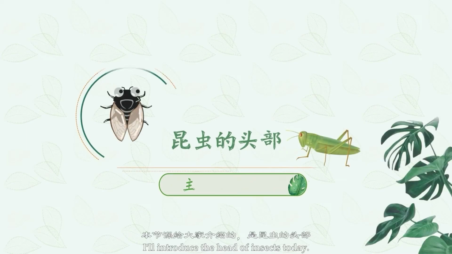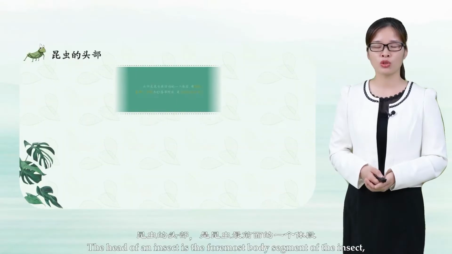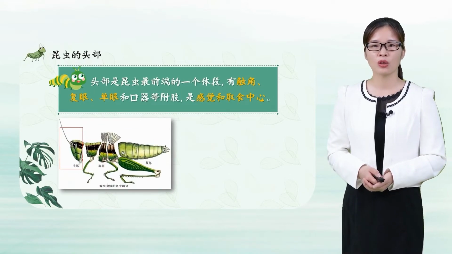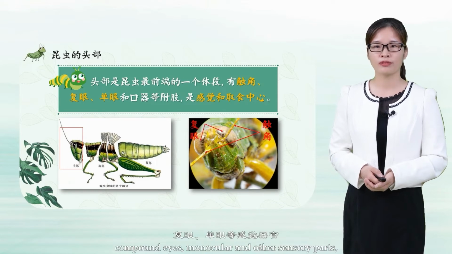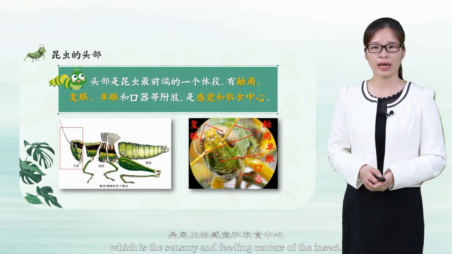Hello everyone, I'll introduce the head of insects today. The head of an insect is the foremost body segment of the insect, with antennae, compound eyes, monocular eyes and other sensory parts, as well as the feeding mouthparts, which are the sensory and feeding organs of the insect.